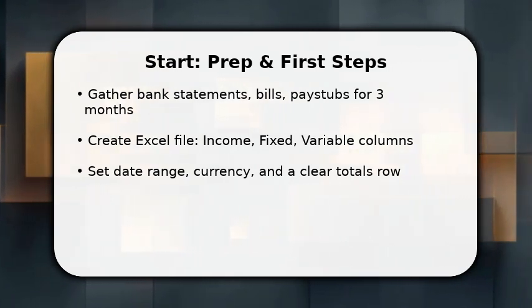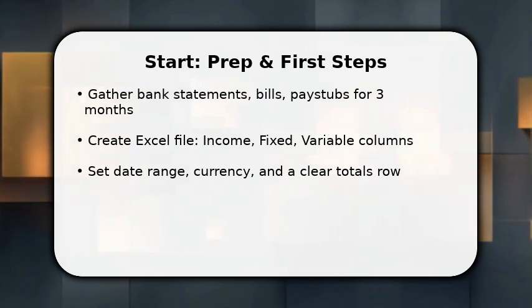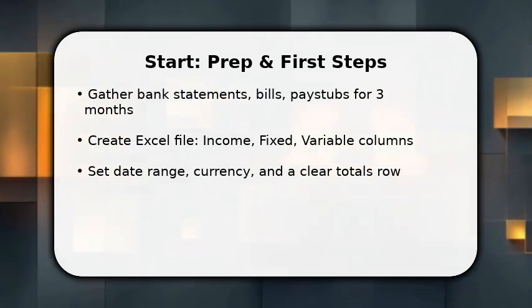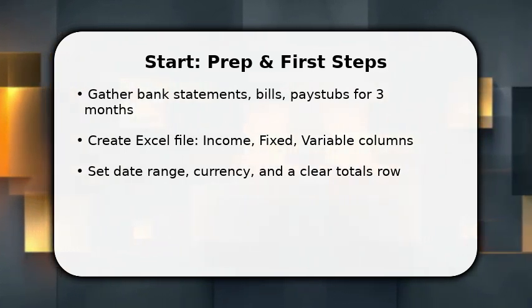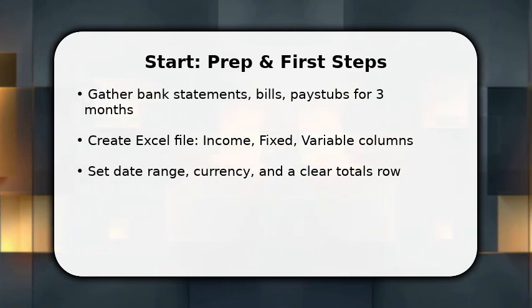Then enter recurring items first, salary, rent, subscriptions, so irregular spending is added later. This compact setup lets you build formulas without reformatting later, keeping the workbook clean and reliable.